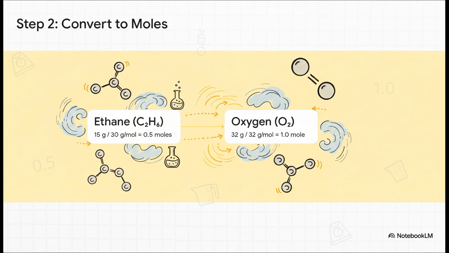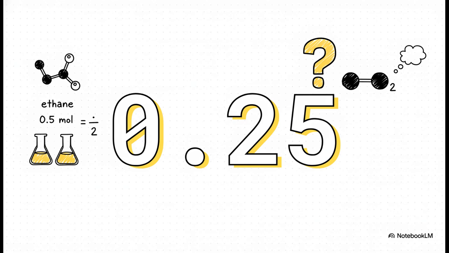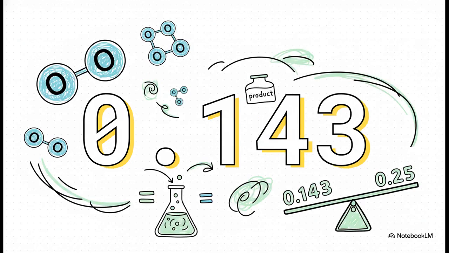Let's move on to step 3. Time for that crucial division step. For ethane, we have 0.5 moles, and we look back at the balanced equation, its coefficient is 2, so 0.5 divided by 2 gives us 0.25. Now let's see how oxygen compares to that. Now for the oxygen. We started with 1 mole, but its coefficient in the recipe is a whopping 7. 1 divided by 7 is about 0.143.